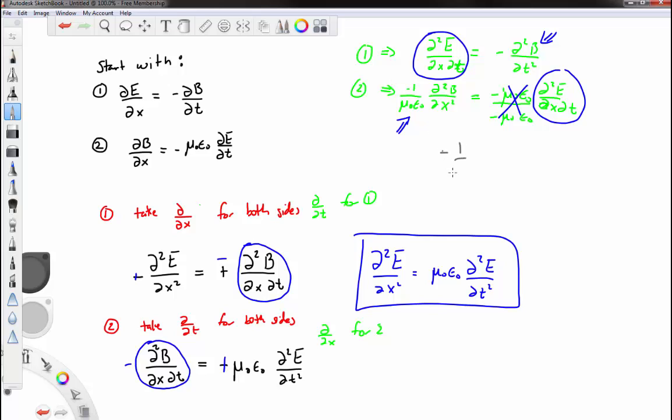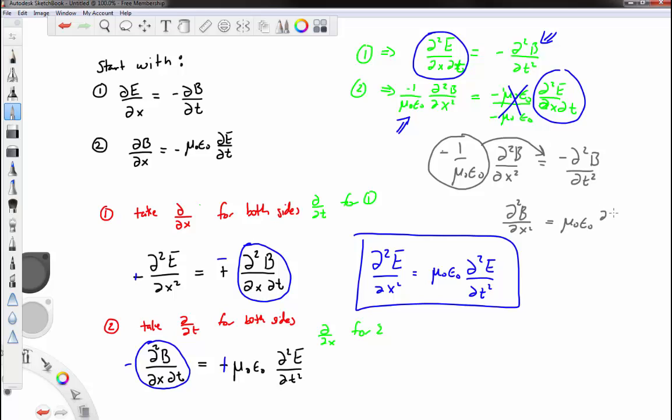minus 1 over mu naught epsilon naught d squared B by dx squared is equal to minus d squared B over dt squared. And so we'll just end up moving this guy over to here by multiplying both sides by a negative mu naught epsilon naught. And so what you end up with is d squared B by dx squared is equal to mu naught epsilon naught d squared B by dt squared.